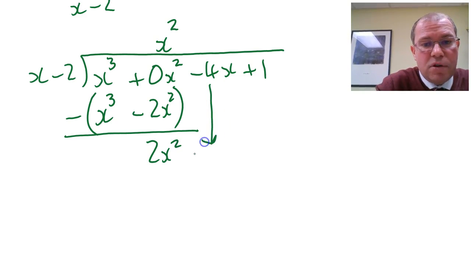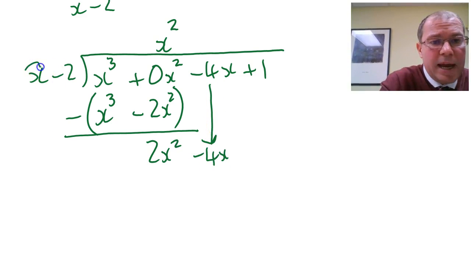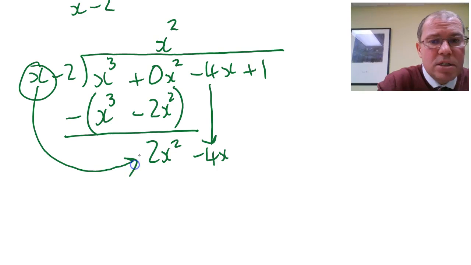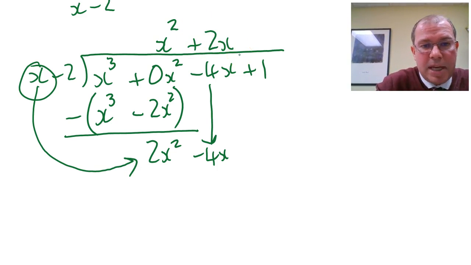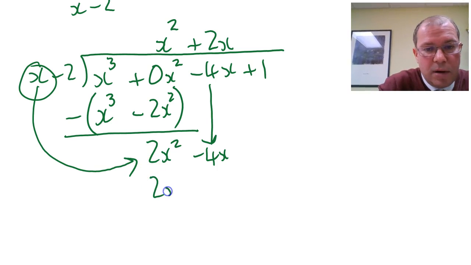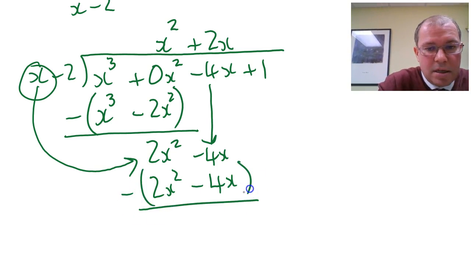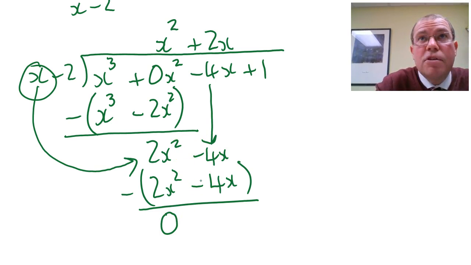Bring down the minus 4x. Then I do x's into 2x squared, which goes 2x times. 2x times x minus 2 is 2x squared minus a 4x. Subtract that. 2x squared minus 2x squared is 0. Minus 4x minus minus 4x is minus 4x plus 4x. Clearly that is another 0.